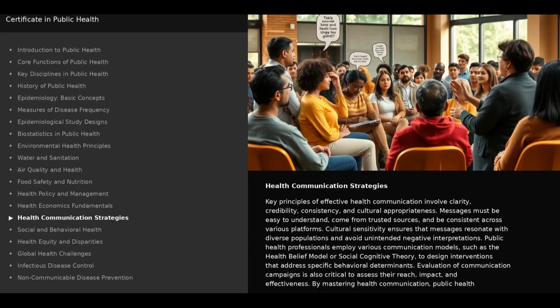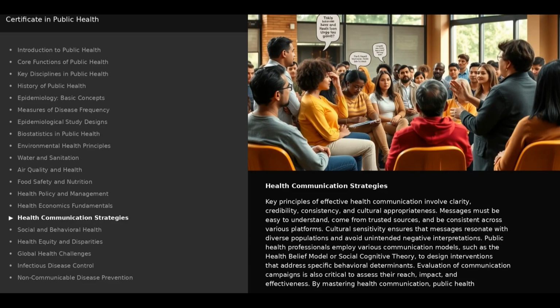Key principles of effective health communication involve clarity, credibility, consistency, and cultural appropriateness. Messages must be easy to understand, come from trusted sources, and be consistent across various platforms. Cultural sensitivity ensures that messages resonate with diverse populations and avoid unintended negative interpretations.